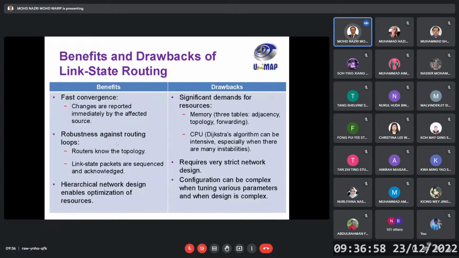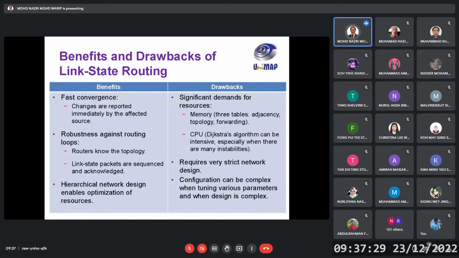Robustness against routing loops. The good thing about link state is that it prevents routing loops. Routers know the topology, and link state packets are sequenced and acknowledged. Hierarchical network design enables optimization of resources. So the design is very hierarchical, easier to design, and sometimes it's scalable. What is the drawback of link state?